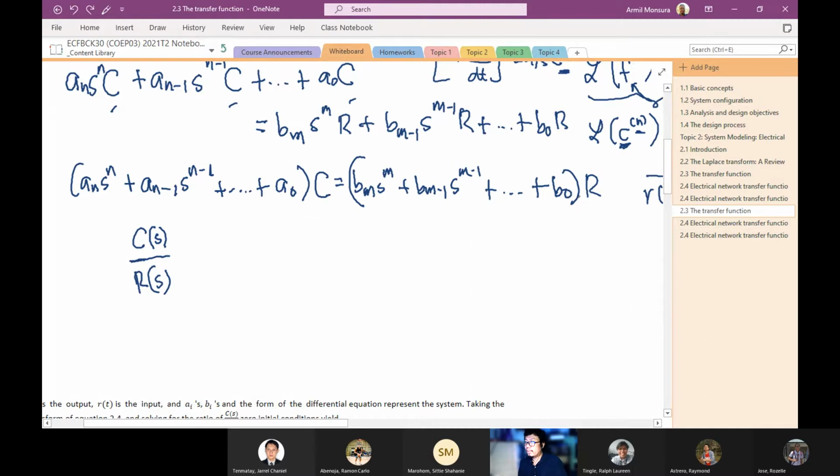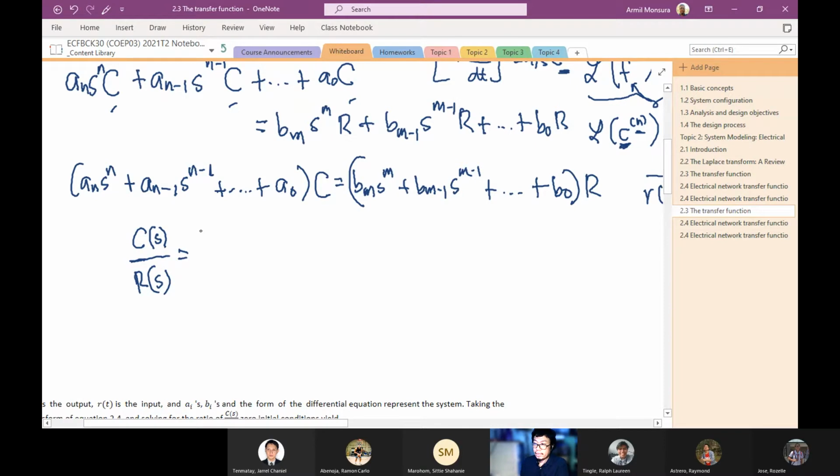Ayun. Yung R dito is R of S in functional form. So, yung C dito is C of S in functional form. So, I would like to solve the ratio C of S over R of S. And that should give you C ito, R ito. So, kung ito madidivide dito, then itong polynomial na to, mapupunta sa denominator nito.